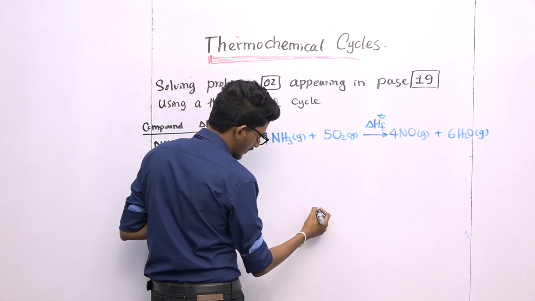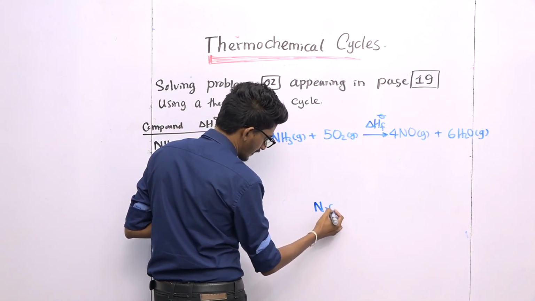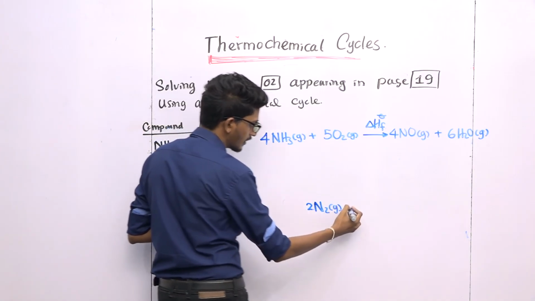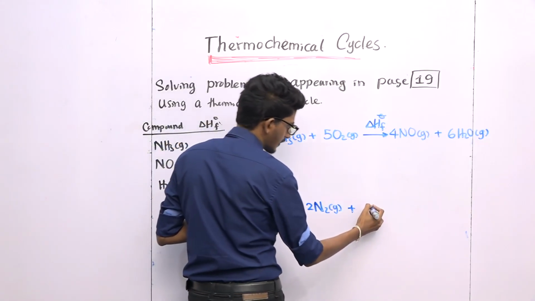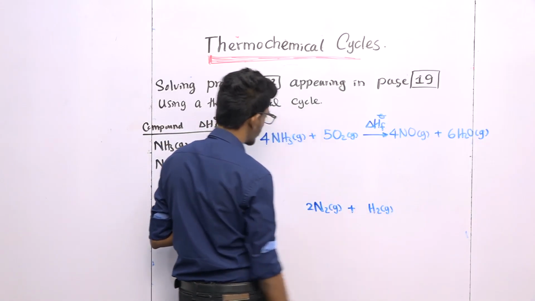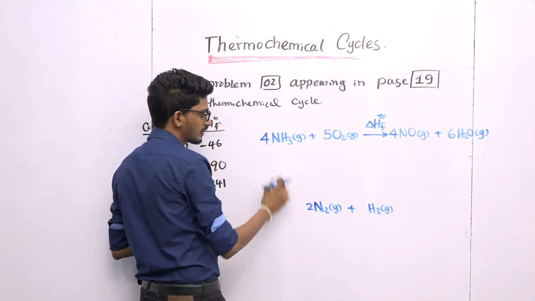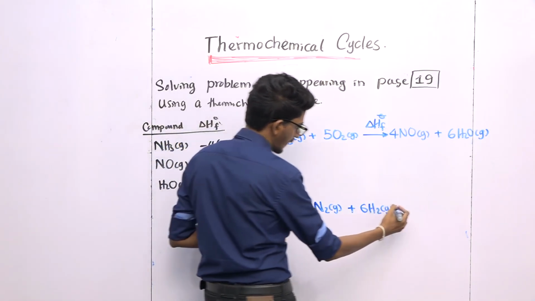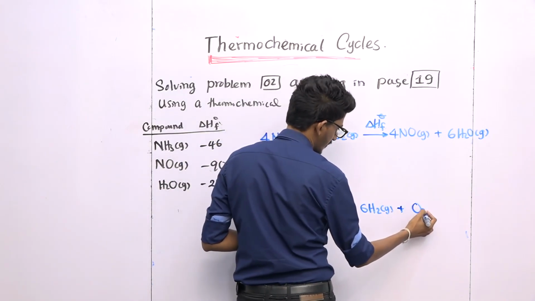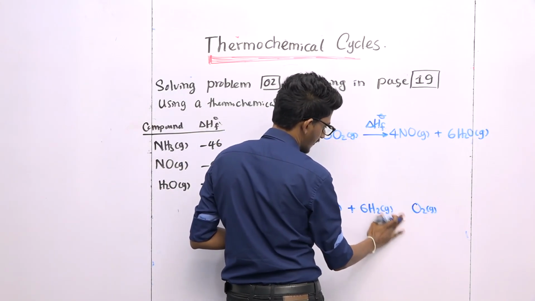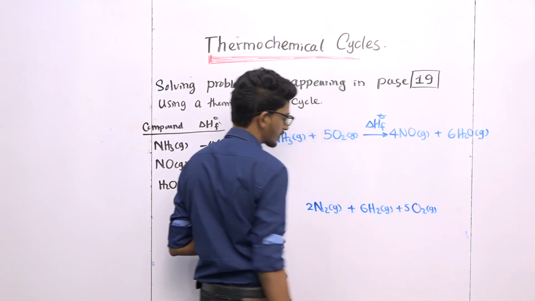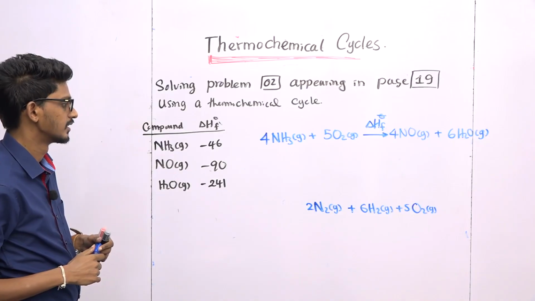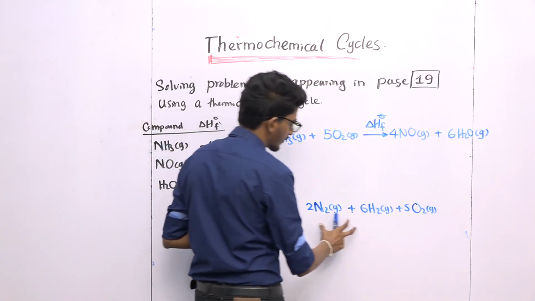Nitrogen appears as N2 gas. We have 4 nitrogens in our system, so 2 N2 gas, plus hydrogen, whose reference state is H2 gas. We have 12 hydrogens in our system, so 6 H2 should appear to conserve the mass. And oxygen's reference state is O2 gas. We have 10 oxygens, so 5 O2. Right? So the reference forms have been written.